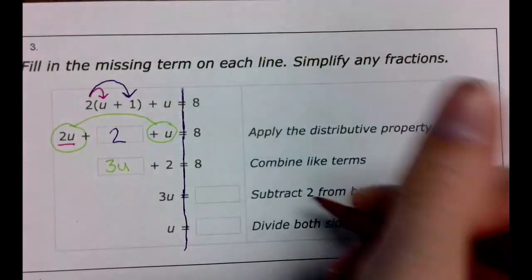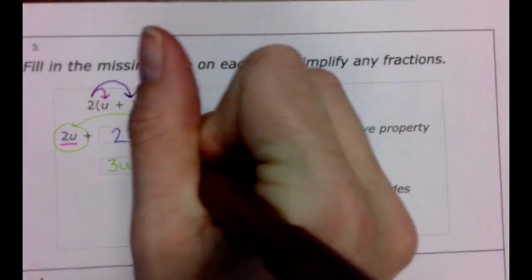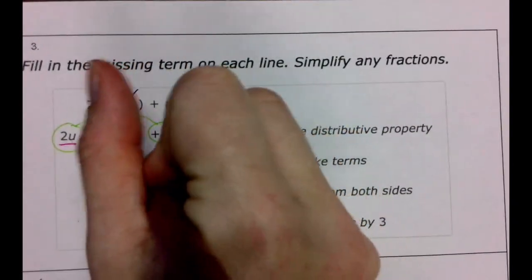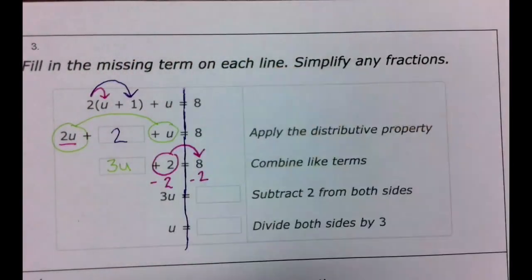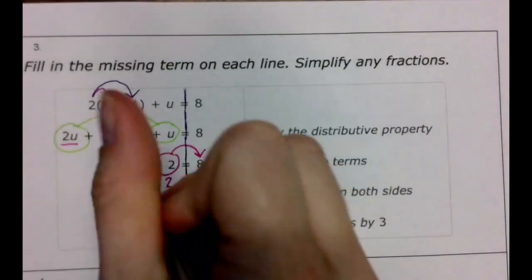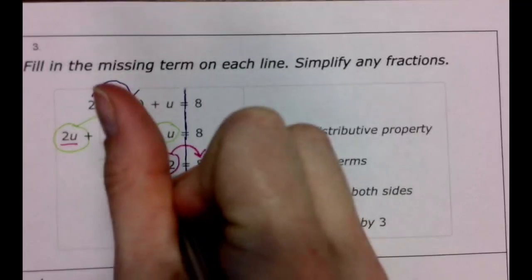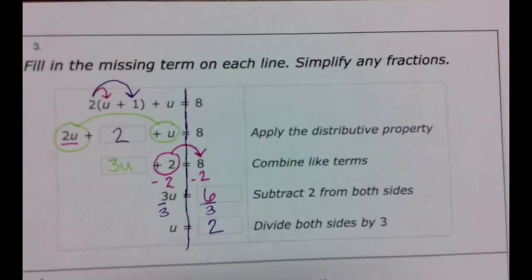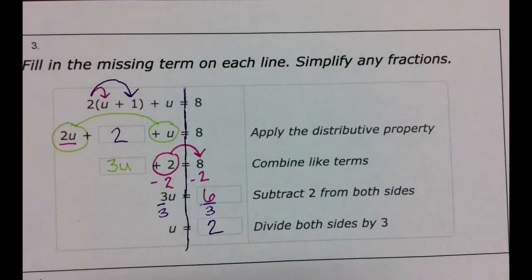Now I'm saying I want to subtract 2 from both sides. So I want to move this over to here. So now I cross that line, so I'm minusing 2 on both sides. 8 minus 2 is 6. Again, I'm getting 3 to this side, so I'm dividing by 3 here, and that gives me 2. Okay? So again, the first 2 things never cross the line, so it's just combining. It's when I cross that line that things change a little bit.